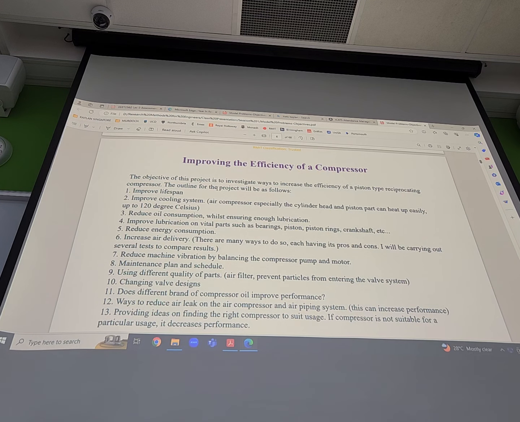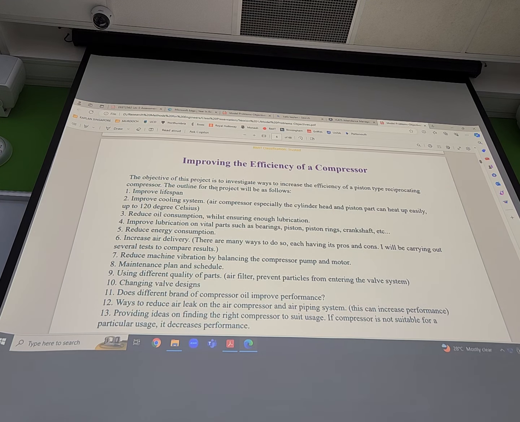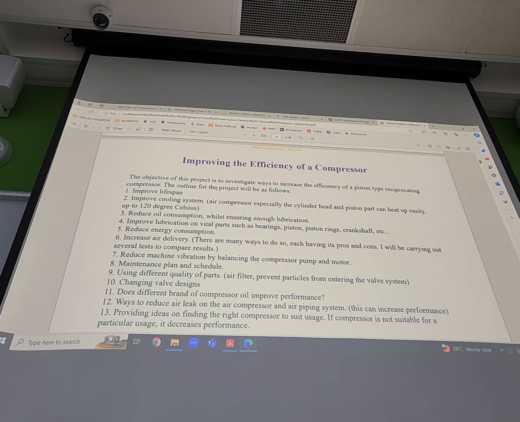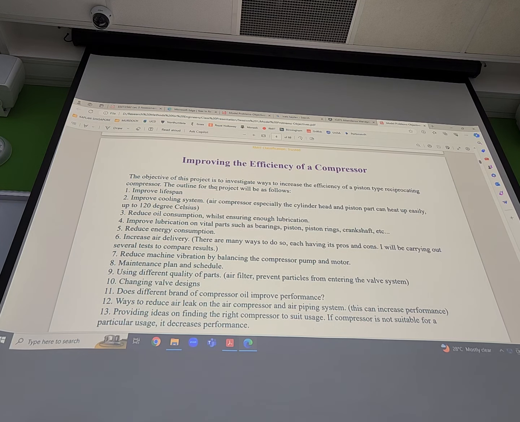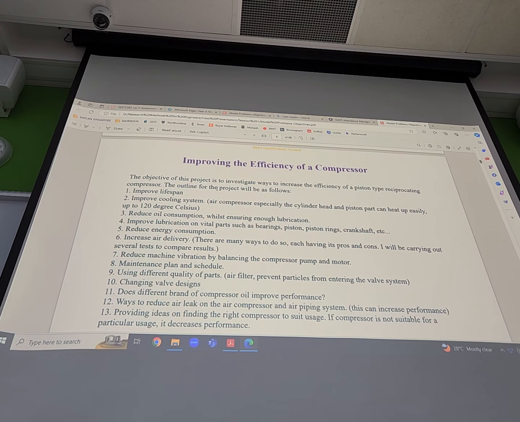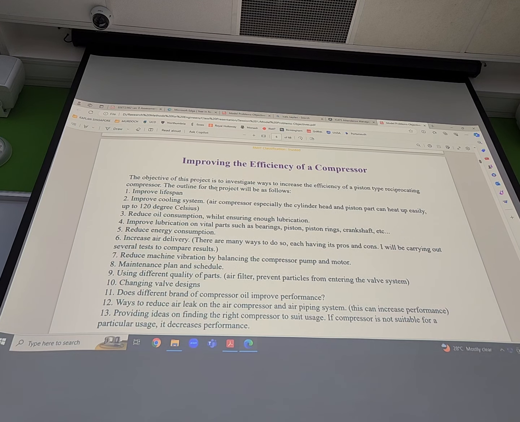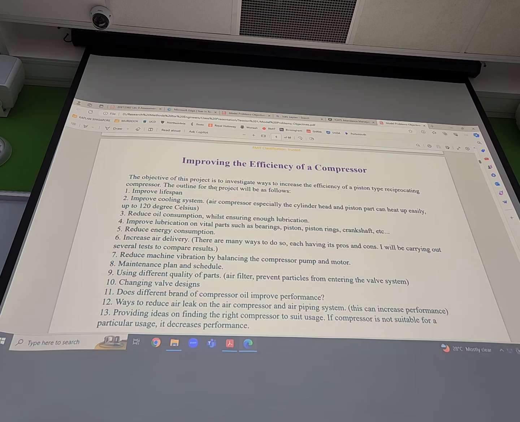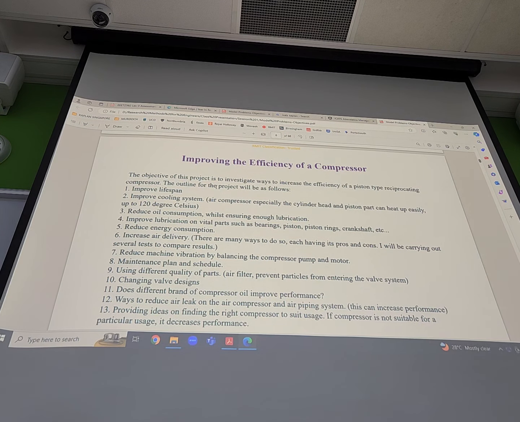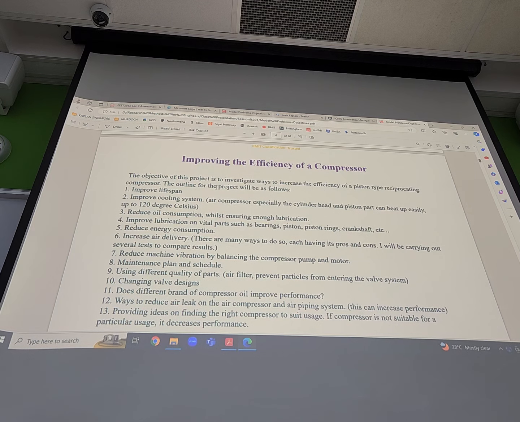Alright, so this is another type of problem. Next is something like this, improving the efficiency of a compressor. Here the aim is to investigate ways to increase the efficiency of a piston reciprocating compressor. So this is a bit of an investigative and research-based project work. Improve lifespan: you need to define whether it is from 2 years to 3 years or what. Just writing improve lifespan is meaningless.